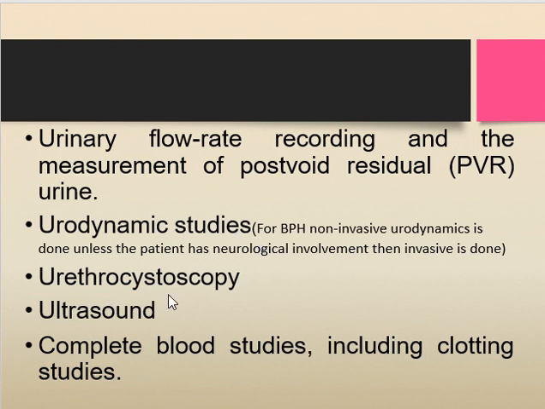Then urethrocystoscopy, that is again an endoscopic procedure in which you will be endoscopically examining the urethra as well as the urinary bladder. When you are doing this, you can see if the urethra is being blocked at some parts. If the prostate is enlarged, the urethra is being compressed and there is a block. You won't be able to pass the endoscope any further after that blockage or compression. So urethrocystoscopy, ultrasound, then complete blood studies including clotting studies.